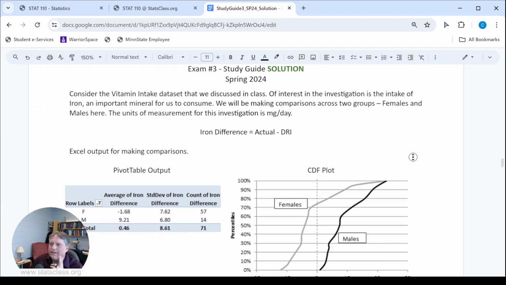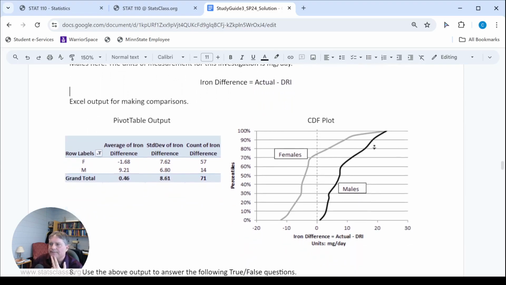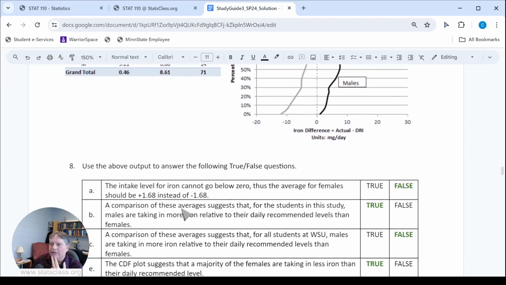Okay, the next one is about section 6.2. This is about our vitamin example that we looked at in class, and I'm doing a comparison between the females and males here. The difference was computed as actual minus DRI, just like we were doing in class. I don't think we looked at iron in class, but here it is on the practice test. Here's my CDF plot for this data and also my summary statistics over here as well.